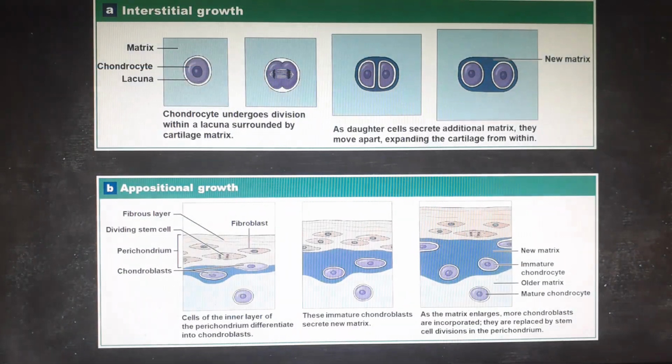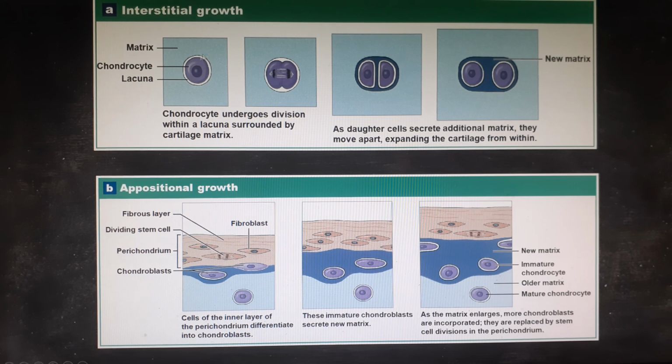And so here are those types of growth. Interstitial growth would be from within by mitosis, and appositional growth would be by chondroblasts that are secreting matrix just under the perichondrium.